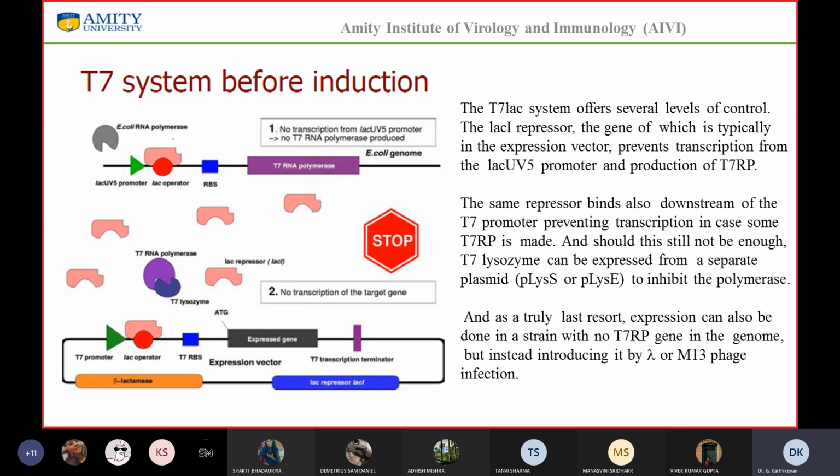Typically, under normal conditions, when there is no induction with IPTG, very small amounts of T7 RNA polymerase get expressed, but that T7 RNA polymerase is essentially blocked by a small amount of T7 lysozyme, which is present in these cells. As I said, these are genetically engineered cells, and that prevents the T7 RNA polymerase from transcribing your gene of interest. So this is before induction.